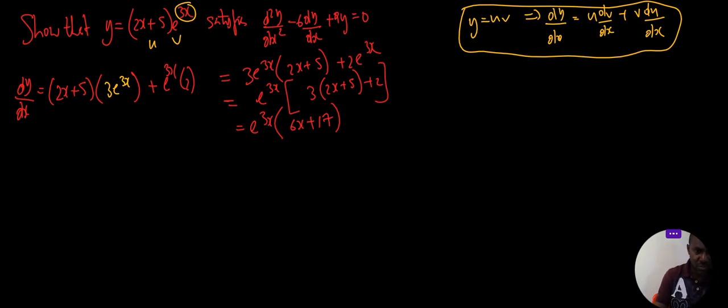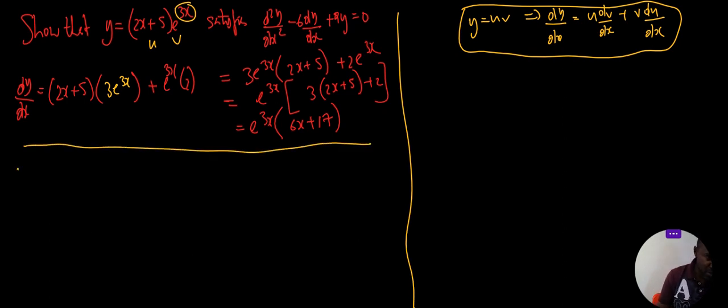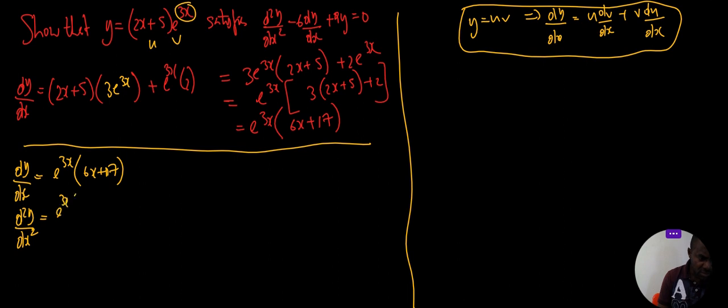So let's write that down now because I have to differentiate a second time. So we say that now dy by dx is equal to e to the 3x times 6x plus 17. And once again, we're going to have to apply the product rule of differentiation. So d2y by dx squared is equal to the first, which is e to the 3x, times the derivative of the second. When you differentiate 6x plus 17, we get 6.